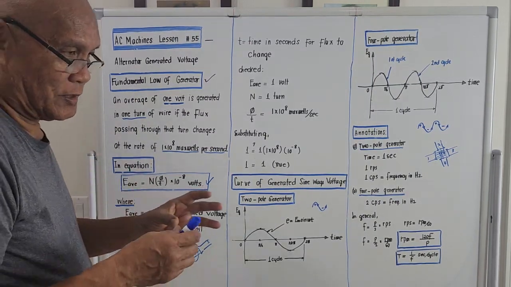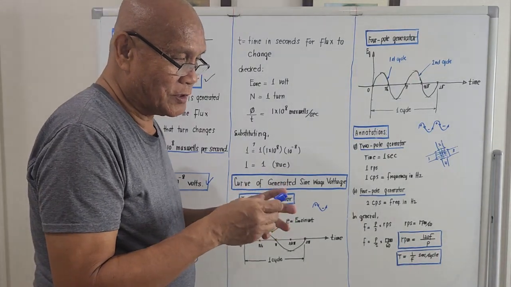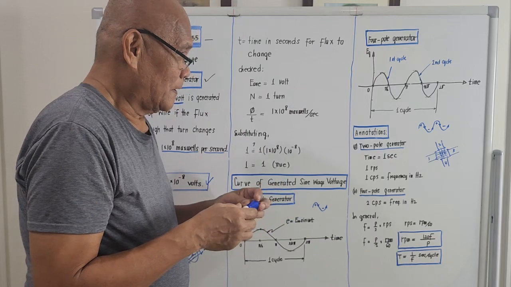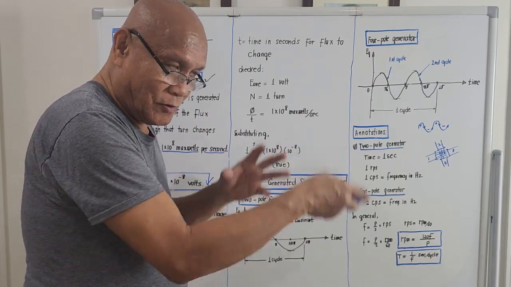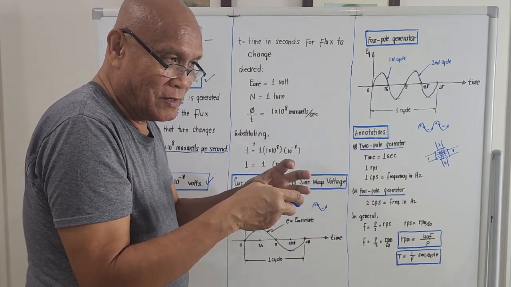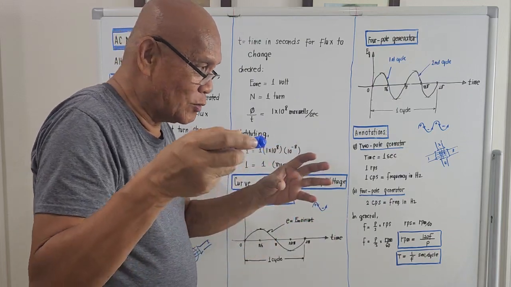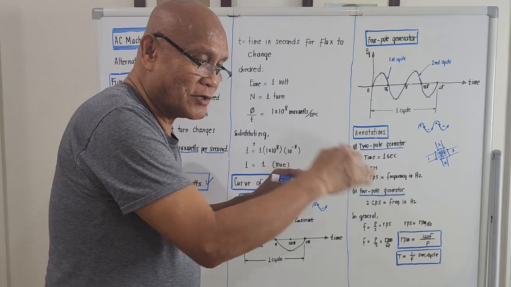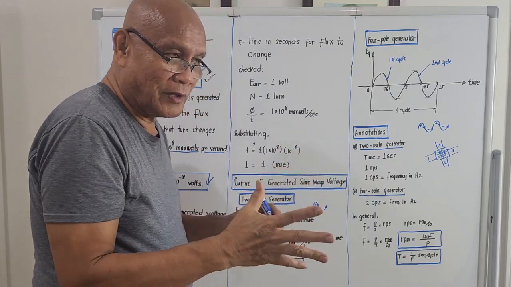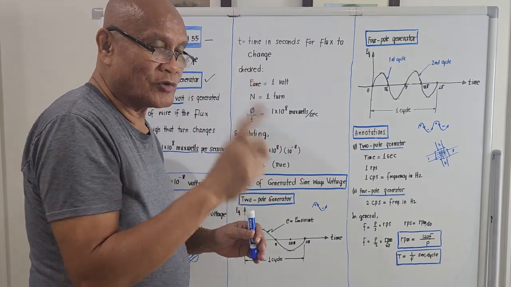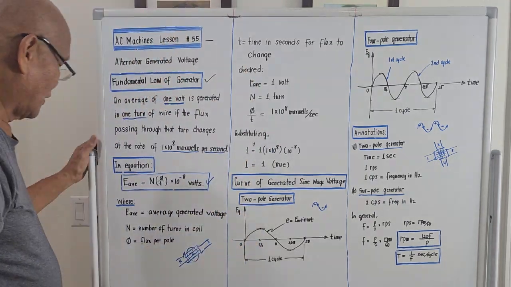The total number of coils placed in the slots of the stator comprises many turns of coils. So one coil is the one in one slot, and it comprises a number of turns. For this fundamental law, we are just considering one turn.